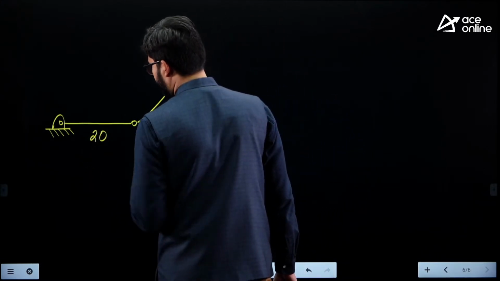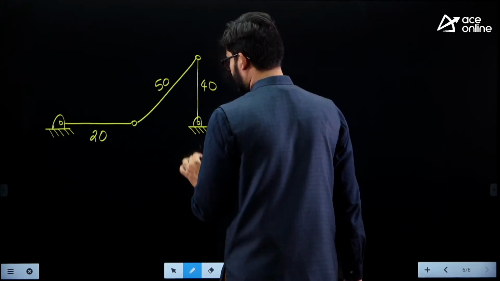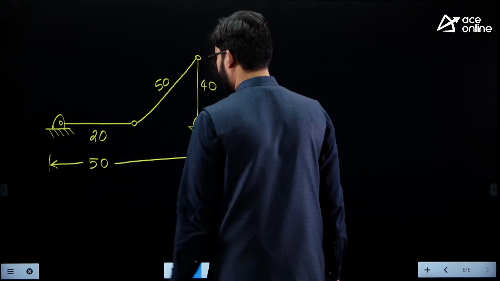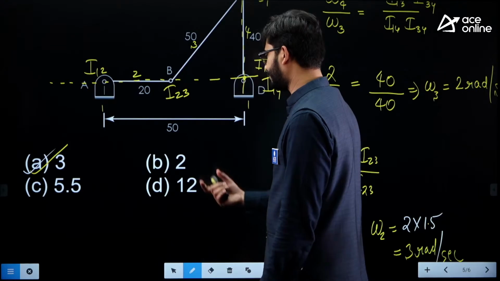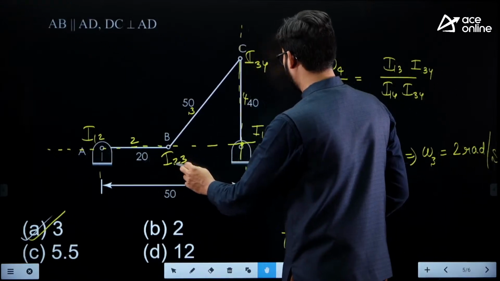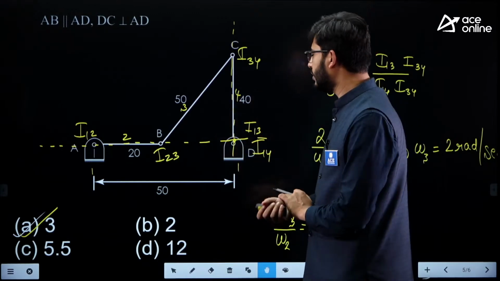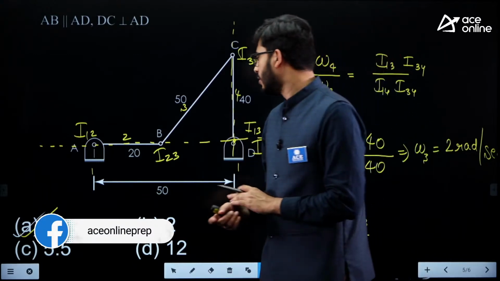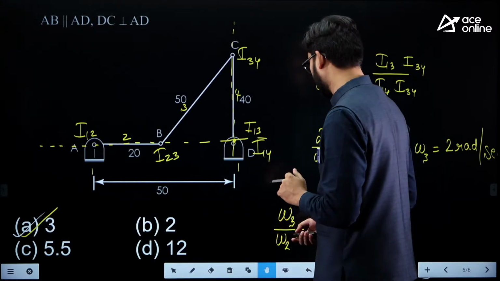This is 20 centimeters, guys, which is known to us. This is 50, this is 40, and this is 50. Okay. Now, guys, while doing the acceleration analysis, we will assume that link 2, or the input link, or let us say we are starting with the output link, the output link is rotating with constant angular velocity. We will assume that. Okay, we'll keep omega 4 as 2 radians per second, a constant angular velocity.